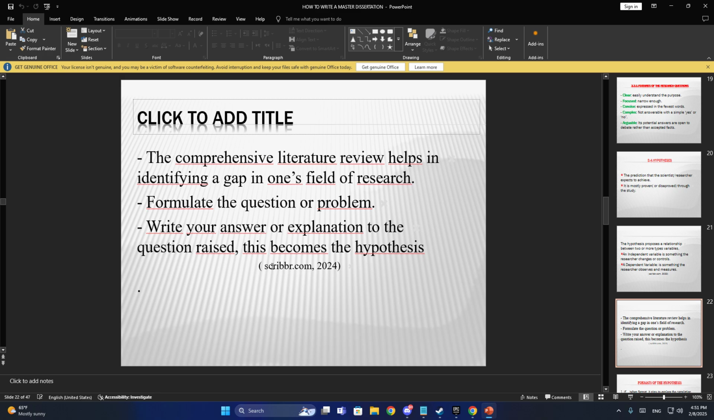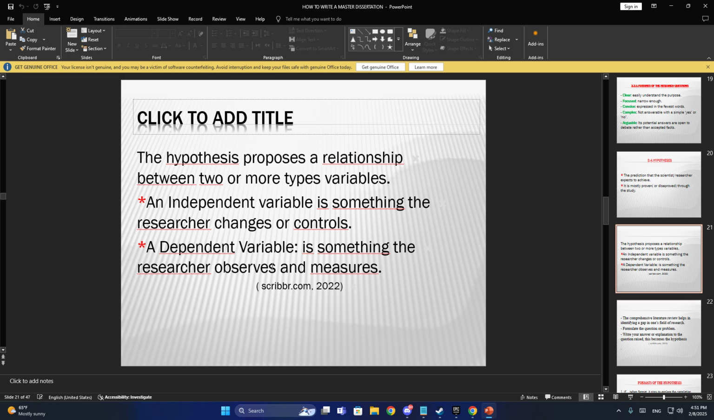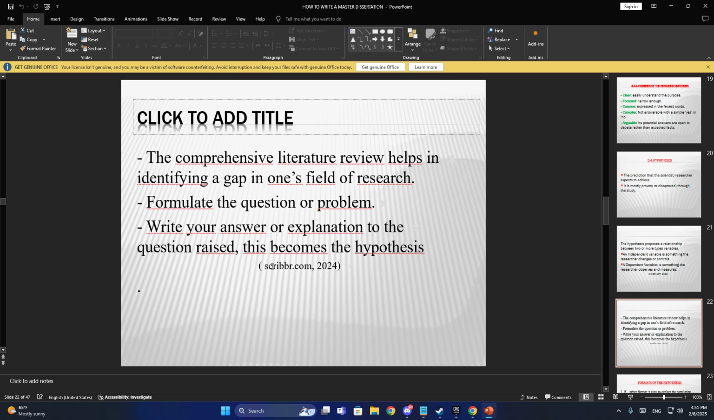Now, how can I state my hypothesis? My hypothesis comes from a comprehensive literature review. When I read very well, thoroughly, about the topic I am researching, it helps me find the gap. And when I find the gap, I can formulate my question. And then easily comes the writing of the hypothesis. So the comprehensive literature review helps in identifying a gap in one's field of research.